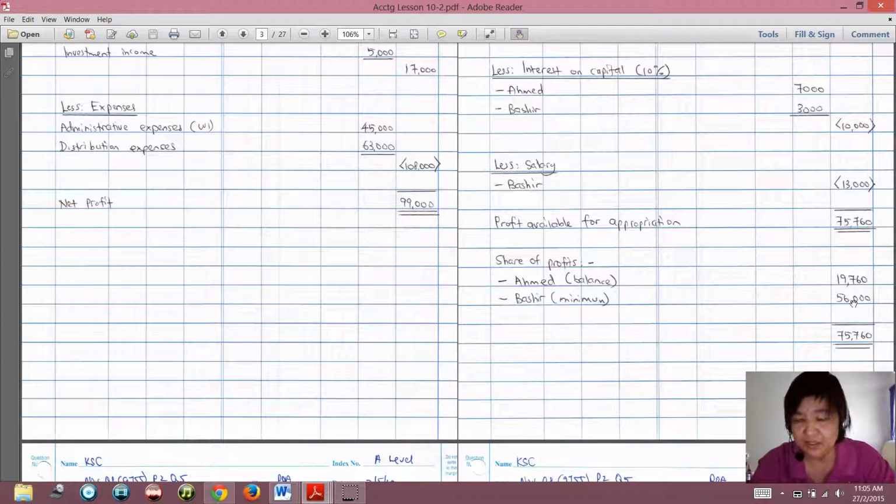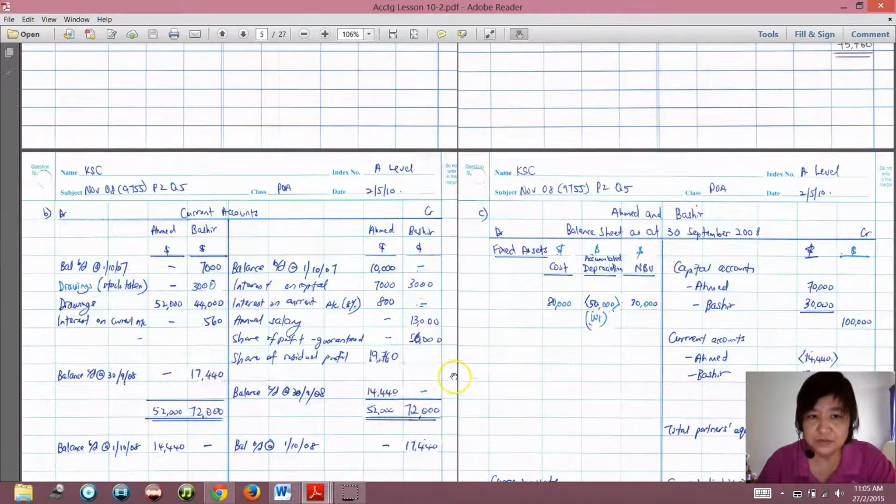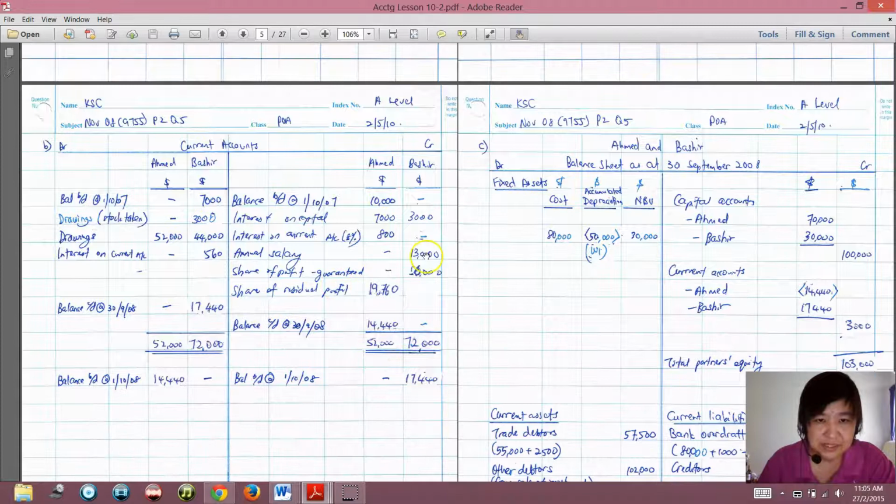I will interpret it as if his half share of the profit is less than 56,000, Ahmad will say, oh, you will get at least a minimum of 56,000. So Bashir will take 56,000. Then the balance will be given to Ahmad. So out of 75,760, this share of profit will be credited to the current account of the partners. Then you balance the current account.